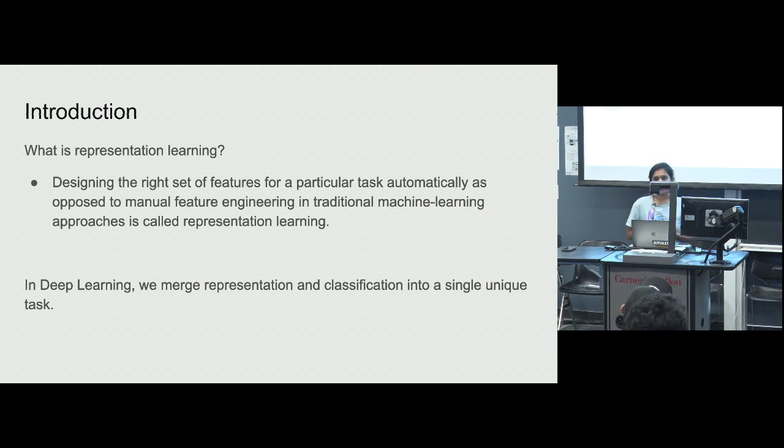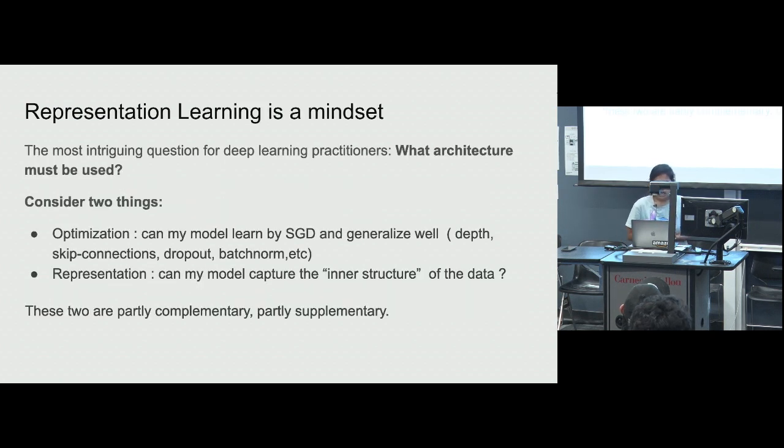So the main focus in deep learning is that we merge the representation and classification into a single task, and we assume that the neurons learn representations as well. Most of the time we keep getting questions on Piazza, or whenever your homework part 2s have been released, asking what is the right architecture we must be using, how many hidden neurons should we have, how many layers should we have, and all of this.